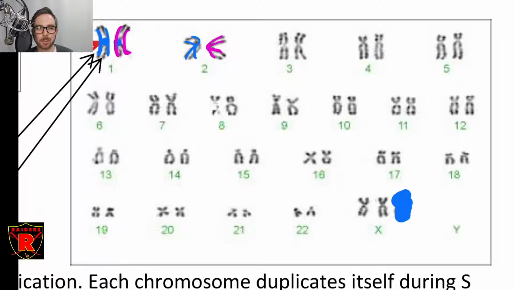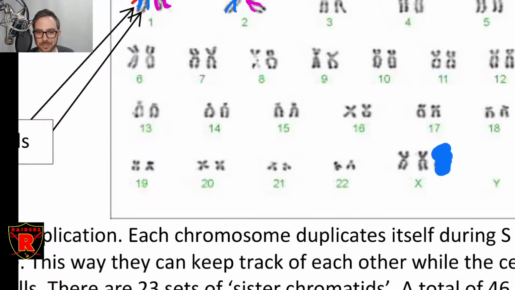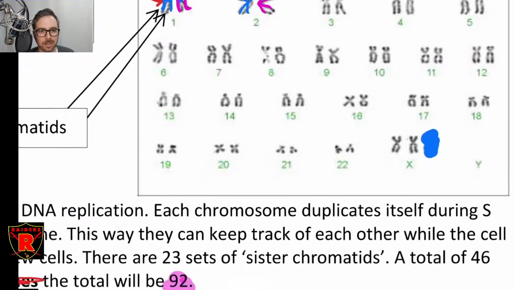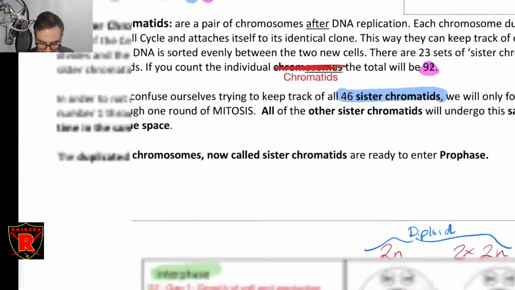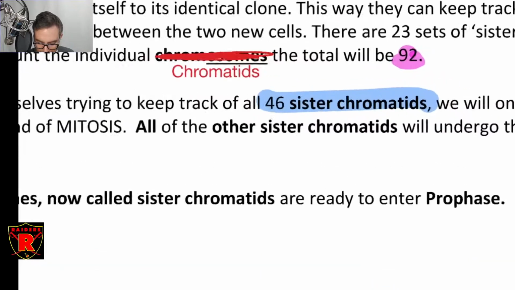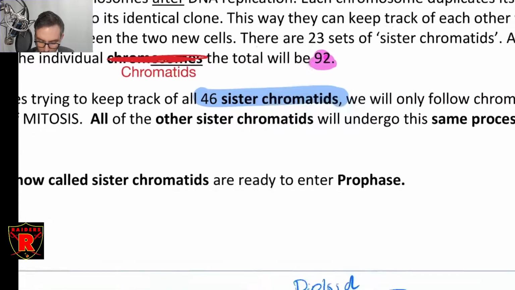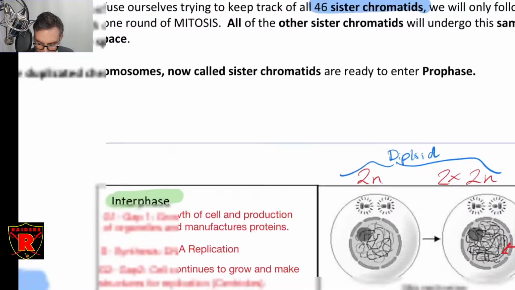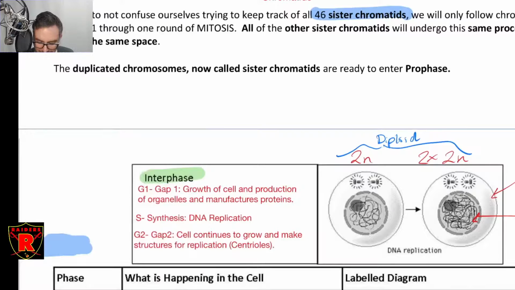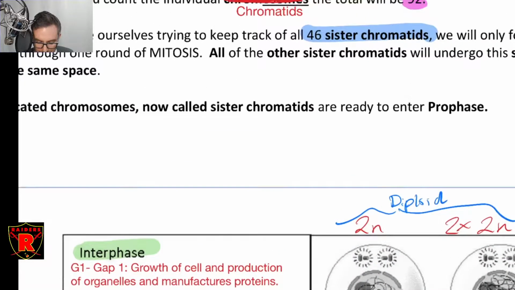This may be some terminology that has passed you by in grade 10, because this is frequently misunderstood by students. So you just have to be careful with the idea of chromatids and chromosomes. Okay, so we have 46 sister chromatids. There's 92 total chromatids, but there are 46 pairs that are linked together. 46 pairs of sisters. And now the sisters are ready to enter prophase at that point.